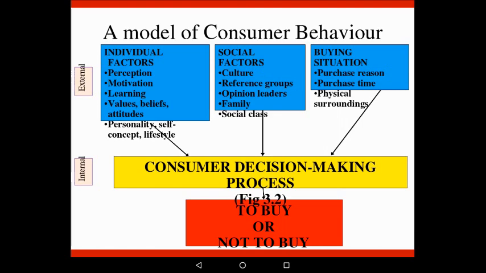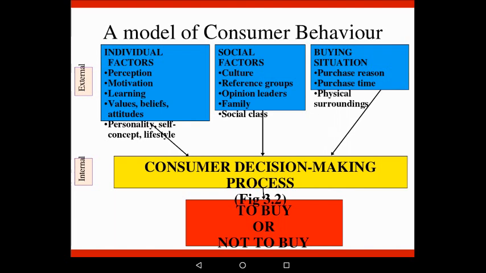Then in the middle we see social factors. These are things outside of the consumer. Things like culture. Reference groups are things like their sports club or their church group or religious organization. Their opinion leaders, these are people they trust and that they look up to. Family members, and of course their social class. Those social factors all influence their decision making.